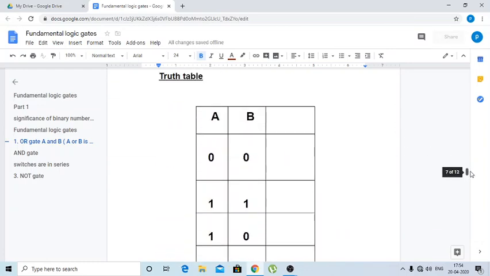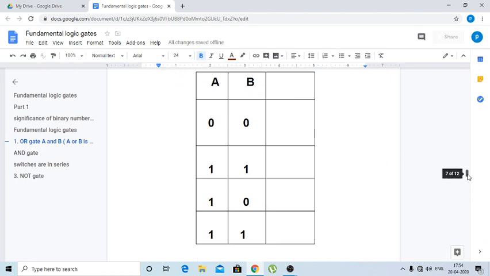Here we have the truth table for the OR gate. When either A or B is high, then the output is high. In the first case, both are low, so the output is low. Here A is high and B is low, then we have 1 because the signal passes through the first diode D1. And in the third case, A is low, B is high.